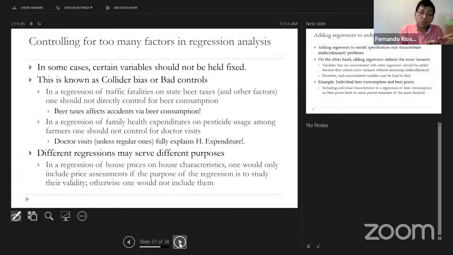The idea of the adjusted R-square is to try to drive you away from just adding more and more variables in your model. But there are other reasons why you have to be careful about adding too many factors in your regression analysis.